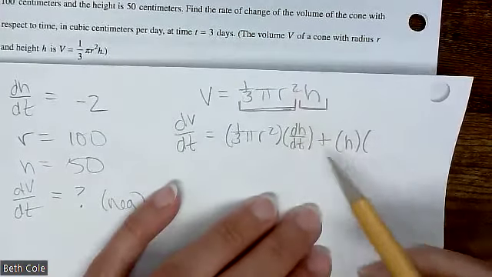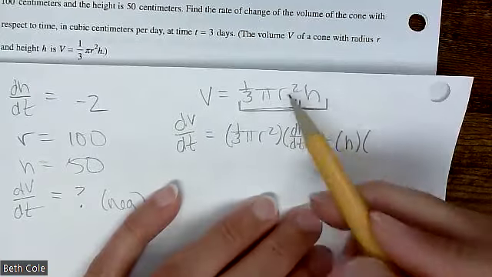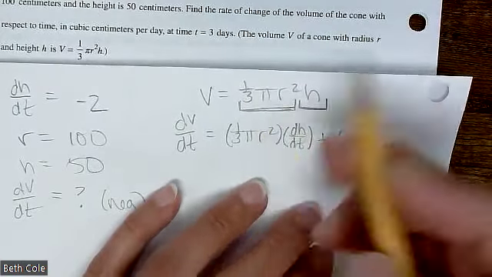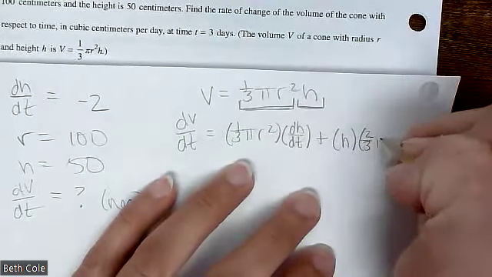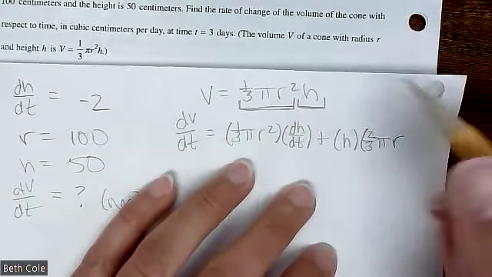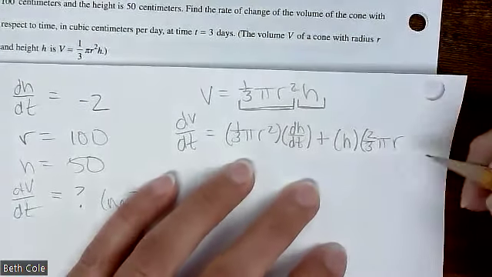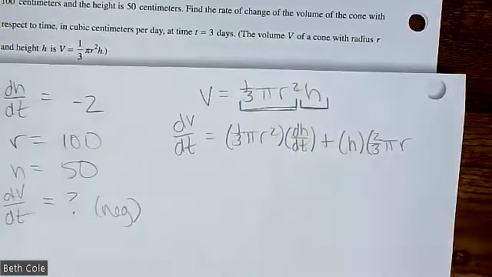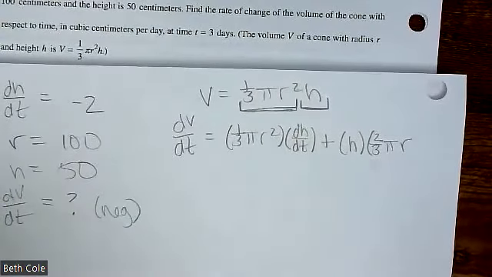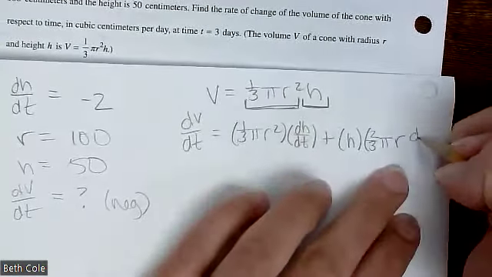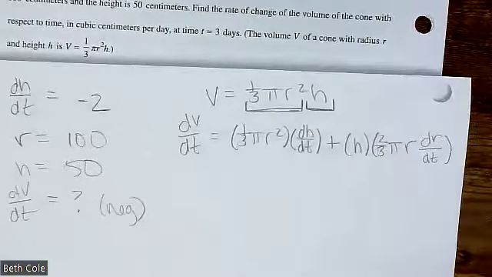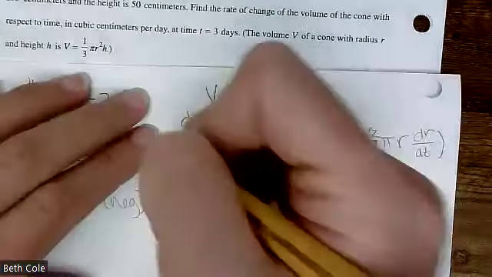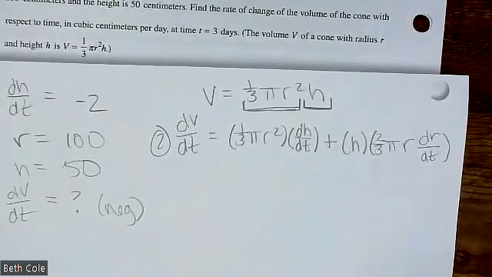Plus h, the second thing. Now, every time you do a dt thing, that's a chain rule. If you bring this 2 down, it'll be 2/3 pi r to the first, if you want to put the little 1 in. I always think it's weird when it's a 2 and it changes to a 1. All right. And then dr dt. Perfect. The product rule was 2.